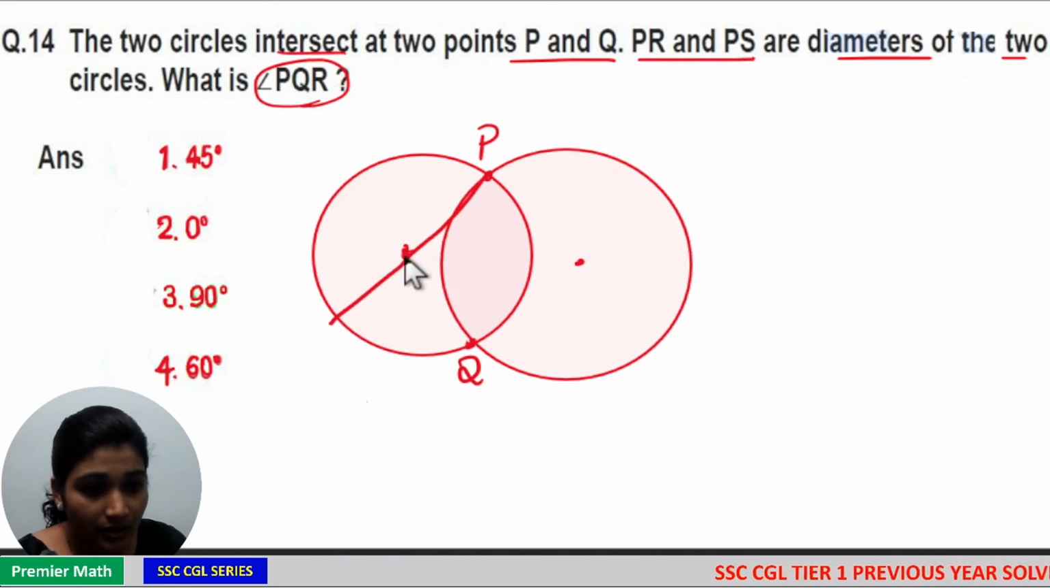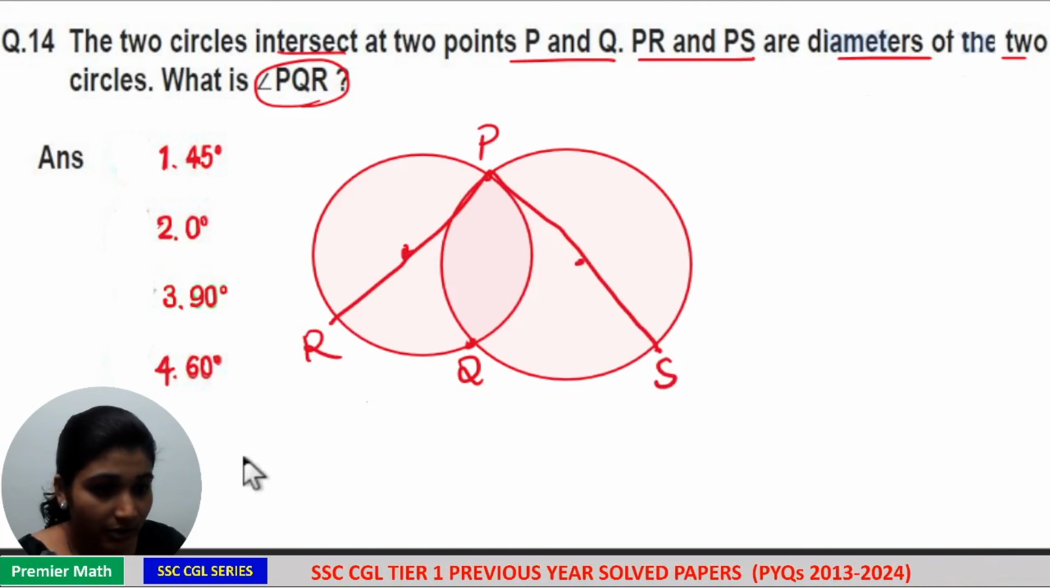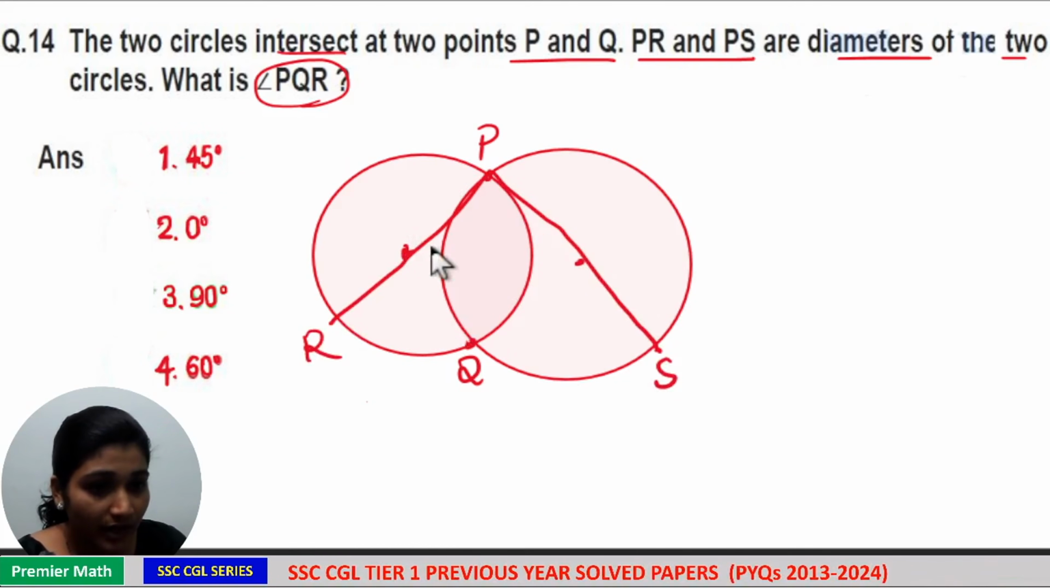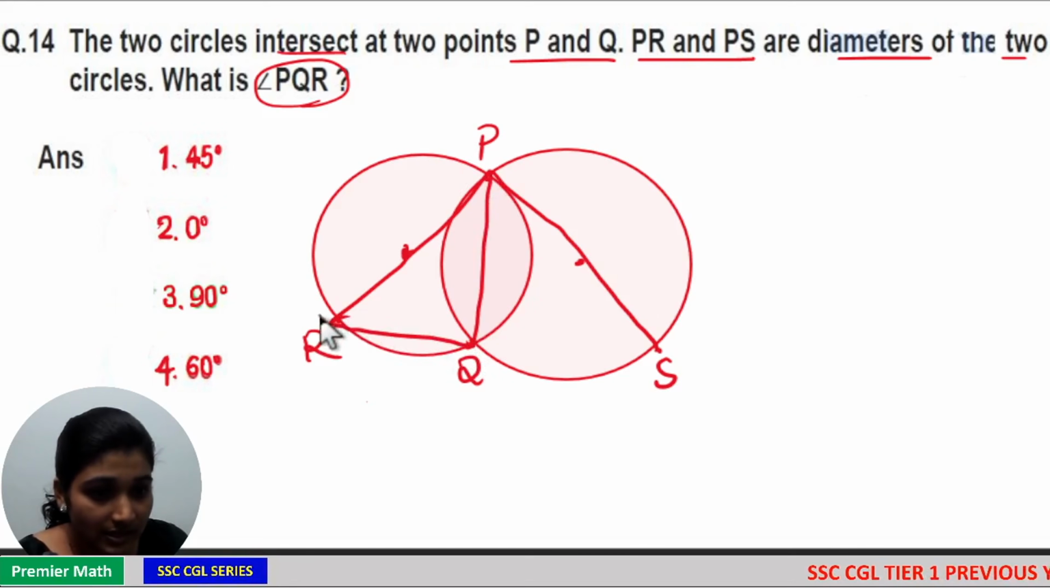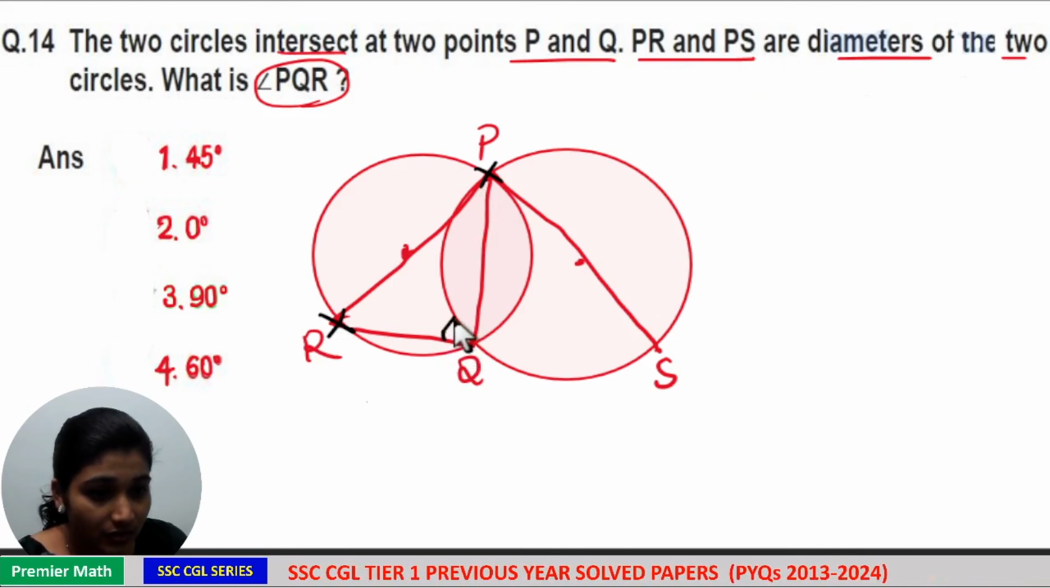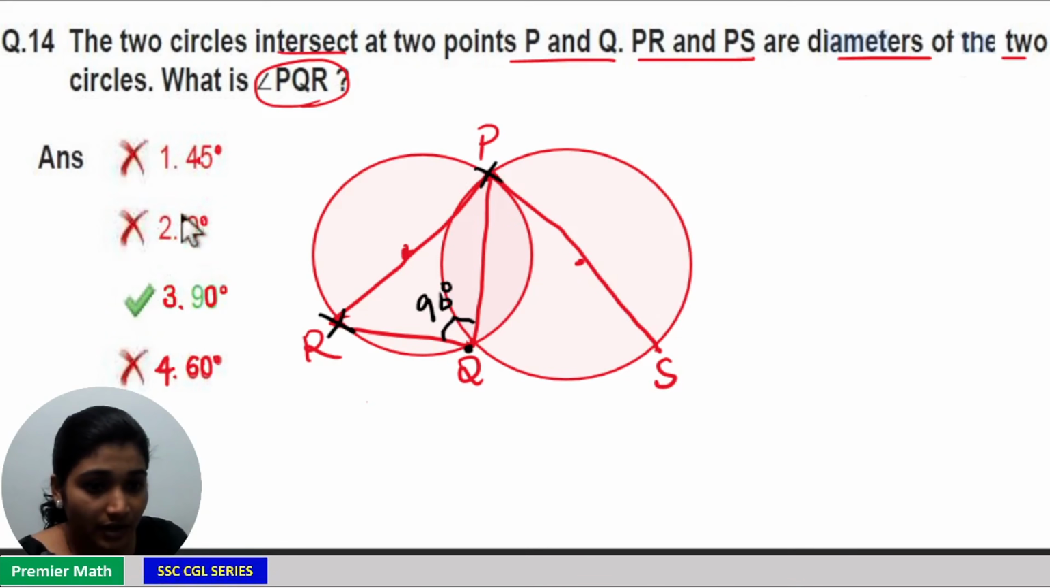Now, PR and PS, diameters. So, we have to find angle PQR. This is PQR. Now, if you look at this is diameter. Diameter creates 90 degrees at the circumference. So, this is 90 degrees. So, your answer is option 3. Diameter always creates 90 degrees with the circumference of the circle.